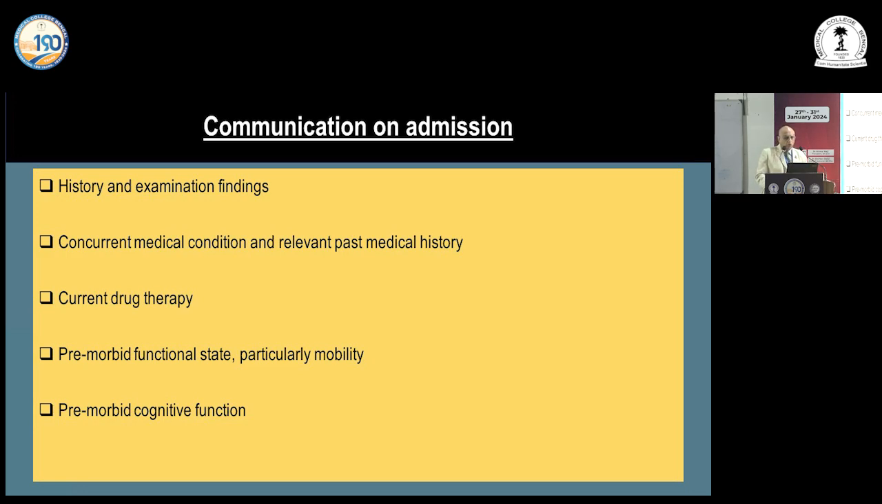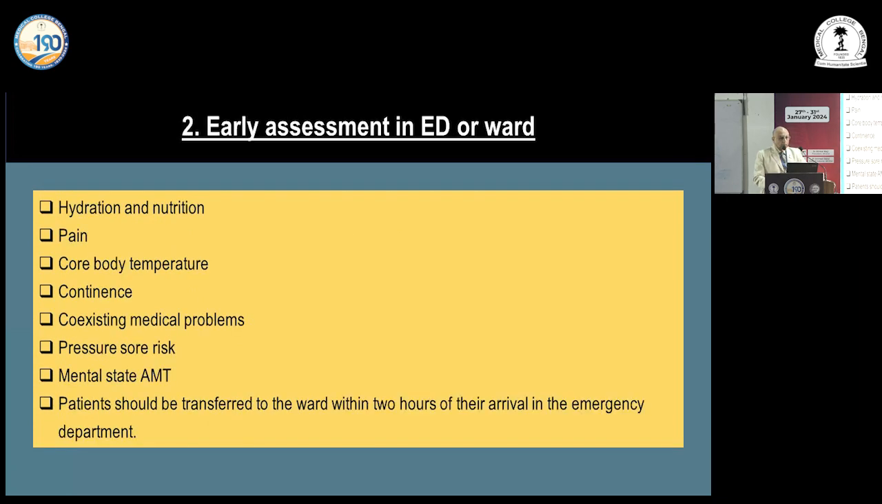History. On arrival to the hospital, history and examination is a must. Concurrent medical conditions and relevant past history should be documented. The drug therapy history should be taken. Premorbid functional status and premorbid cognitive function should be assessed very thoroughly.